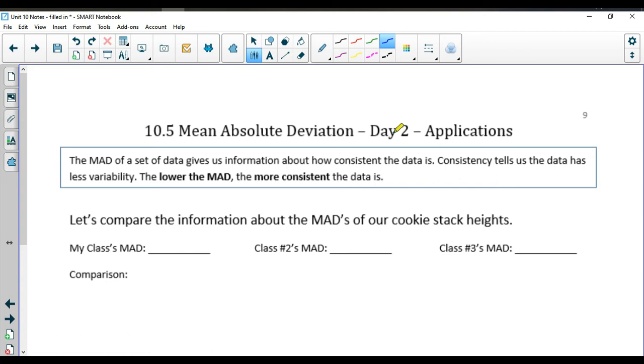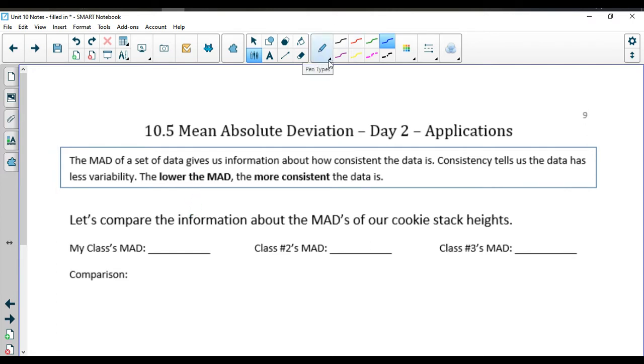All right, our final lesson in our statistics part of our unit for this is mean absolute deviations, the MAD, day 2. We're going to talk about some applications and take a look at some information of what we can figure out when we actually look at and compare some MADs here. So MAD of a set of data gives us more information about how consistent the data is.